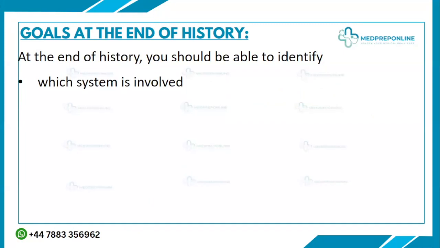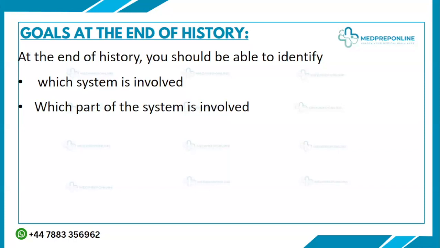You should be able to find out in the history station while you're taking history. That's not only for the exam, it's for every patient that you encounter. You should know which system of the child is involved in the disease process. The second goal is which part of the system is involved. Suppose it's the respiratory system, you should be able to know if it is upper respiratory, lower respiratory, or ENT. So you should be able to know which part of the respiratory system.